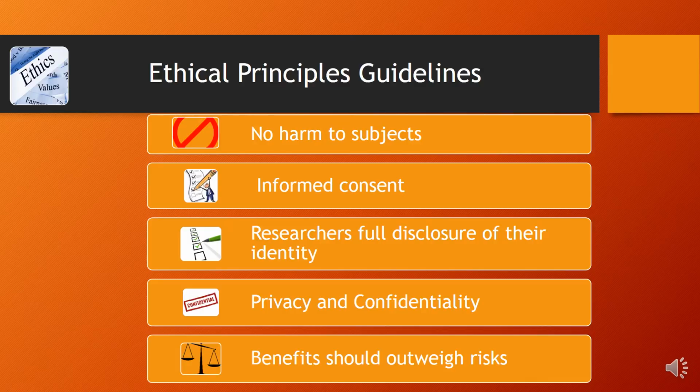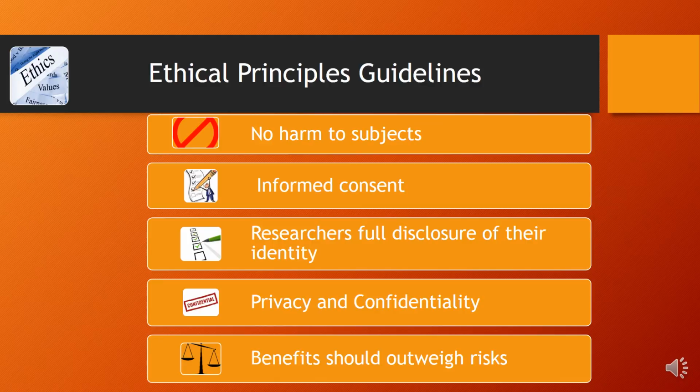Most ethical issues in research are covered by 5 guidelines. Number 1, no harm to subjects. Researchers should avoid harming research participants. Although some research studies contain some risks, these risks should be disclosed and minimized.